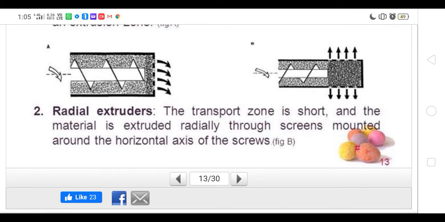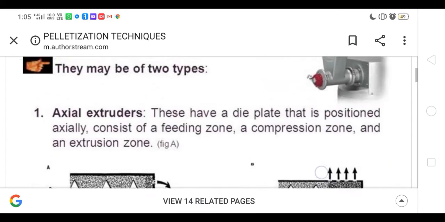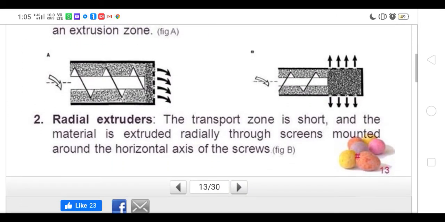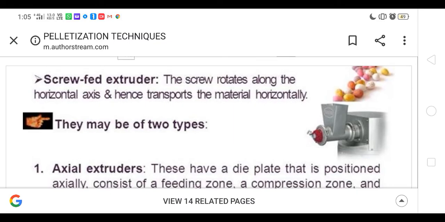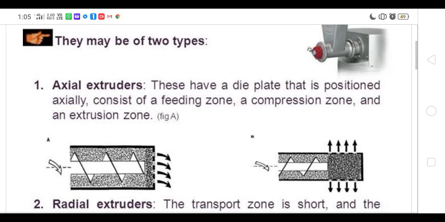Here also the transport zone is very short, and the compression zone is a little bit higher. The material is compressed in this much area and is extruded from both the sides, so it is called radial, right? So first is the screw extruder, right? The screw extruder is mainly a screw fed extruder, and it has two types, axial and radial.